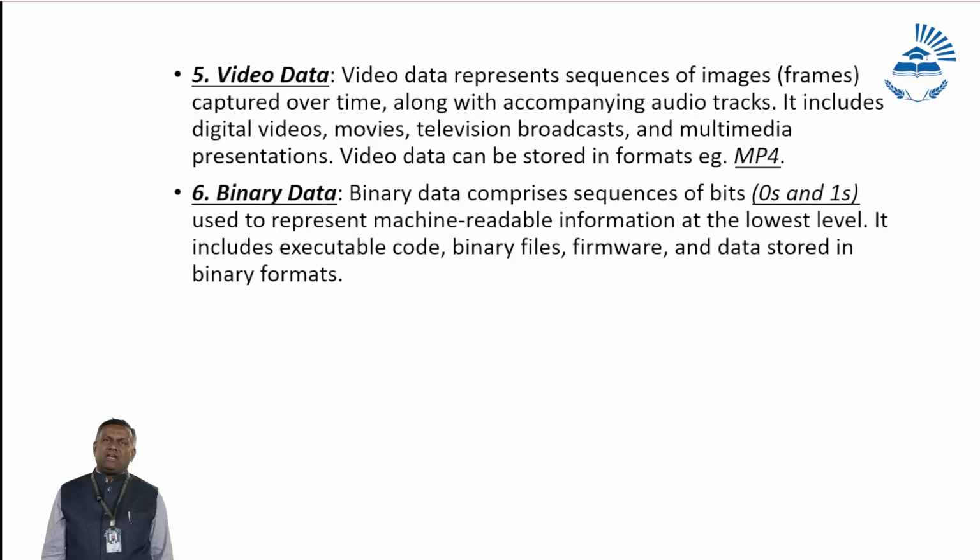The sixth one is binary data, the data which consists of 0 and 1. Binary means 2, 0 or 1, which is basically representing information to machines so that the machine can read it at the lowest level. It includes executable code, binary files, firmware, and data stored in binary formats. It is a machine-level language, used to communicate with machines and understandable only by machines.